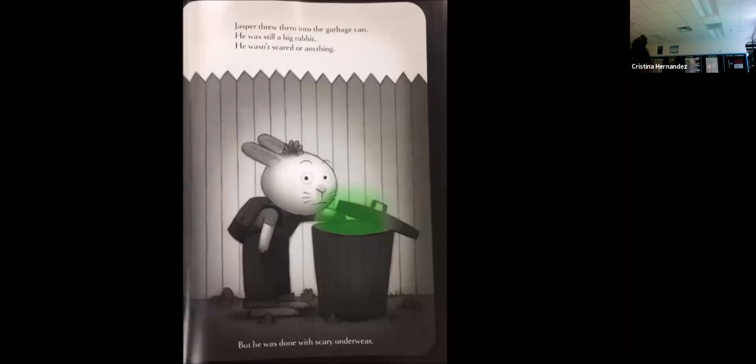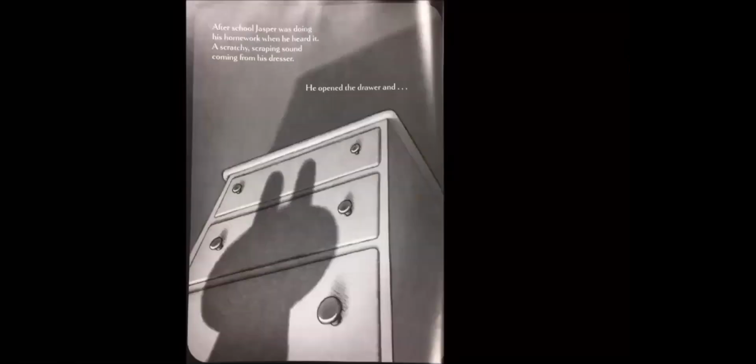Jasper threw them into the garbage can. He was still a big rabbit. He wasn't scared of anything. But he was done with scary underwear. His mom just bought that.